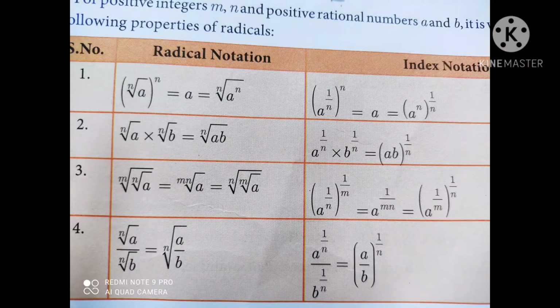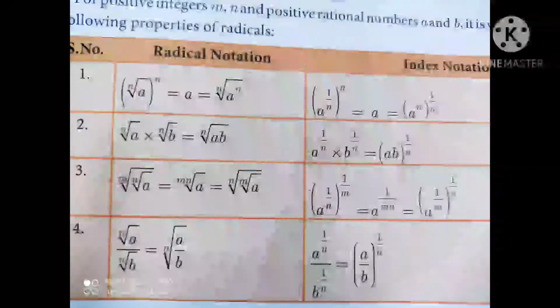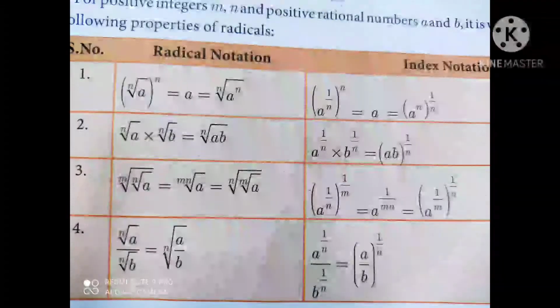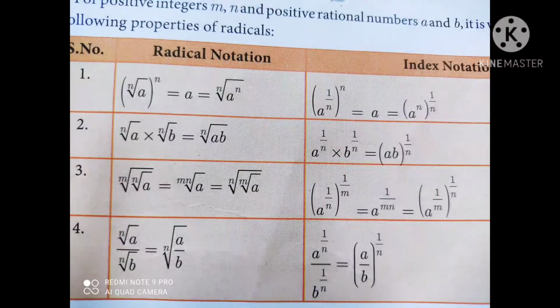The second one is: the nth root of a times the nth root of b is equal to the nth root of ab. In index notation, a^(1/n) times b^(1/n) is equal to (ab)^(1/n), because the order is the same, so we can write (ab)^(1/n).